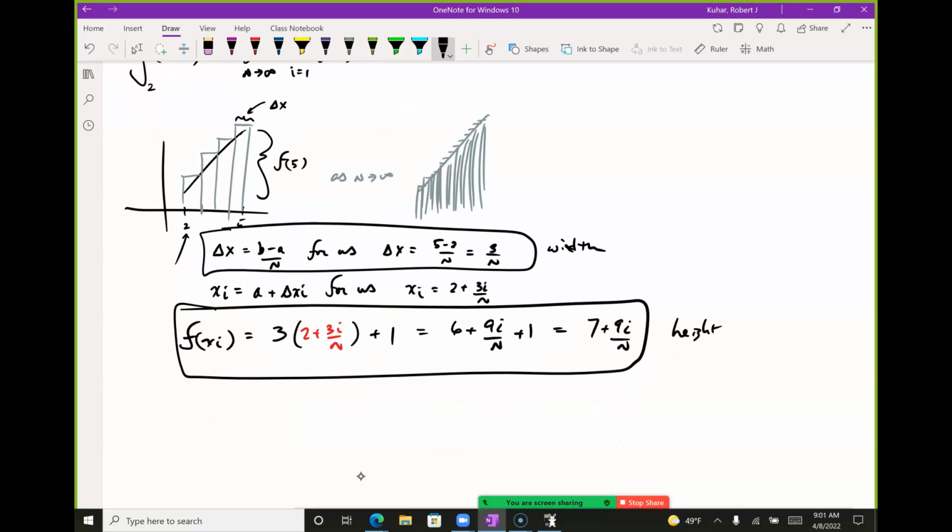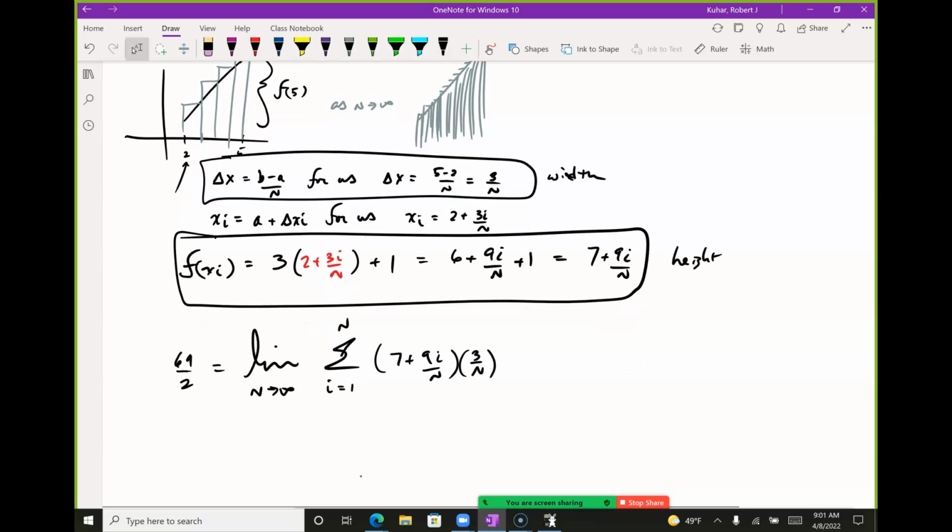So you see here, and I already know it, 69 over 2 was my area, right? But I'm looking at the limit as n goes to infinity of the sum of the areas, okay? And the way I'm getting the areas is I'm looking at the first rectangle and the second rectangle and the third rectangle, and I got what? 7 plus 9i over n for my height times 3 over n for my base, right? Remember, I'm doing the sum of all the rectangles there, right?